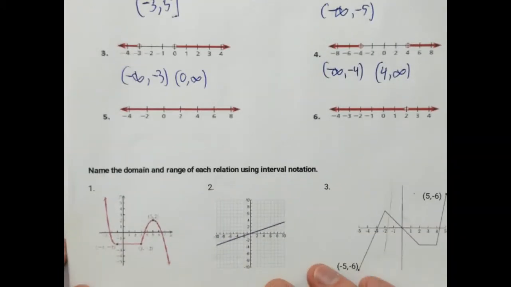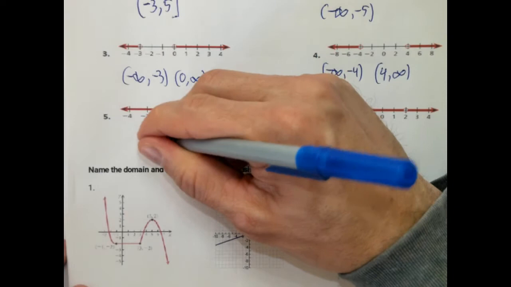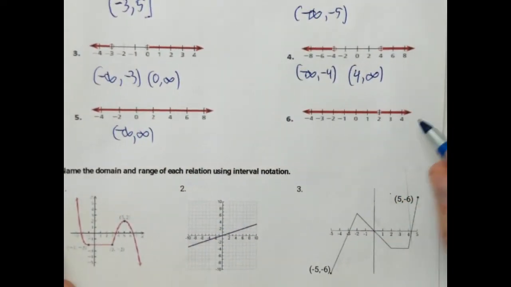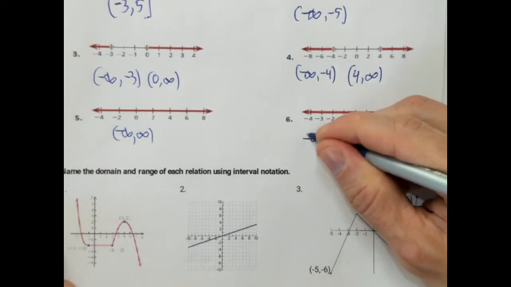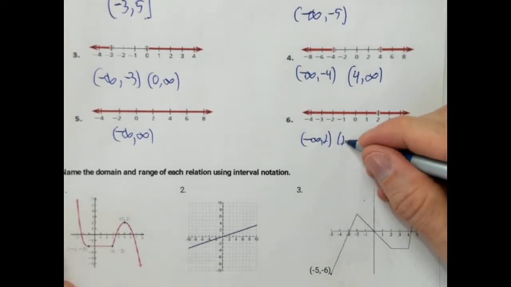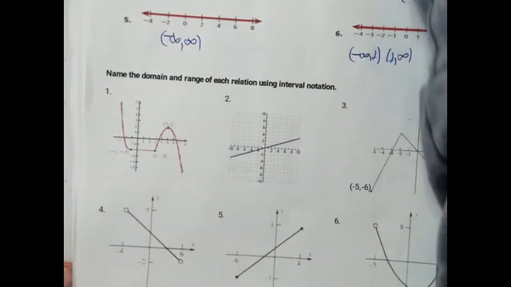Okay. Here it's everything. So it's negative infinity to positive infinity. And here, okay, there's a little gap here. So we're going to go from negative infinity to 2, and then from 2 to positive infinity. So it's basically everything but 2. Poor old 2. All right, I'm going to zoom in here for these ones.